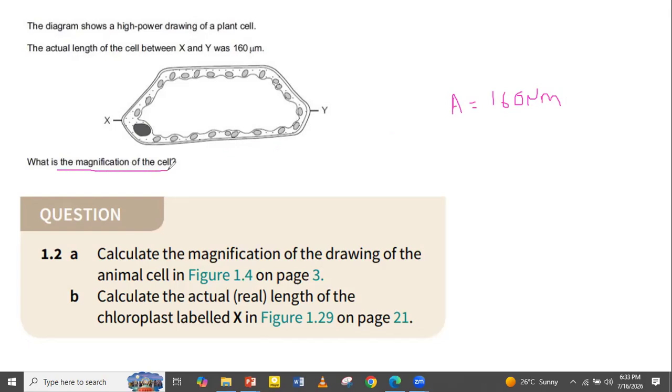What is the magnification? Remember that magnification is equivalent to image over actual. So I have my actual size, 160 micrometers, but I don't know the image. So what is the image size? Get a ruler and place it along this line. It should be straight. So you measure from this point where the cell ends, not up to here, just where the cell ends, up to this point where the cell ends.